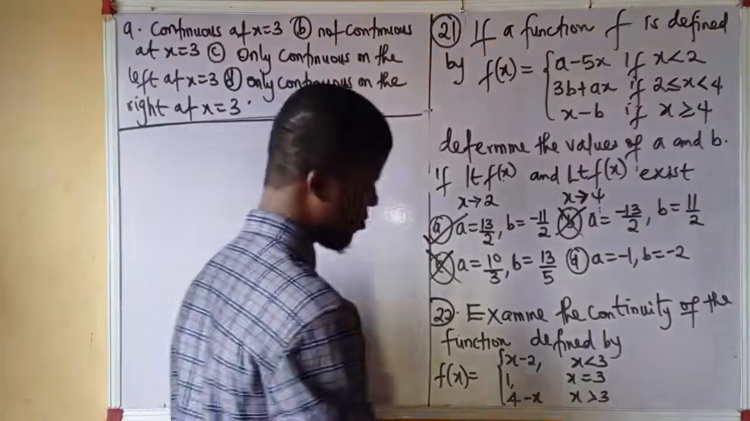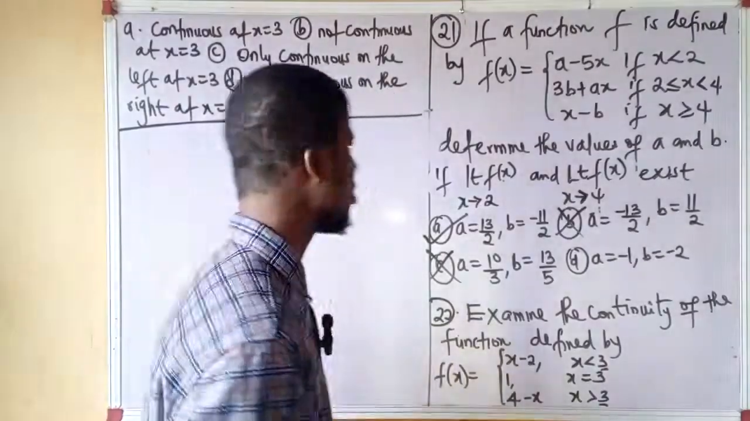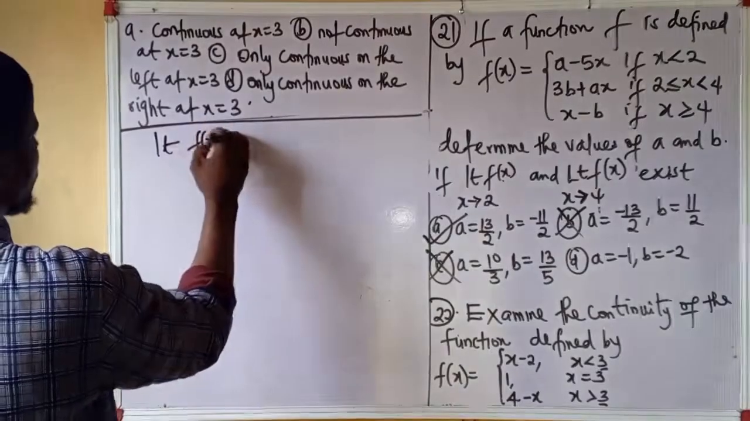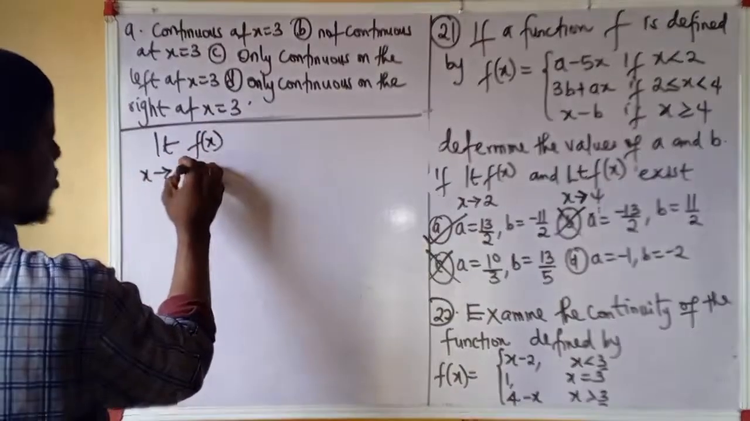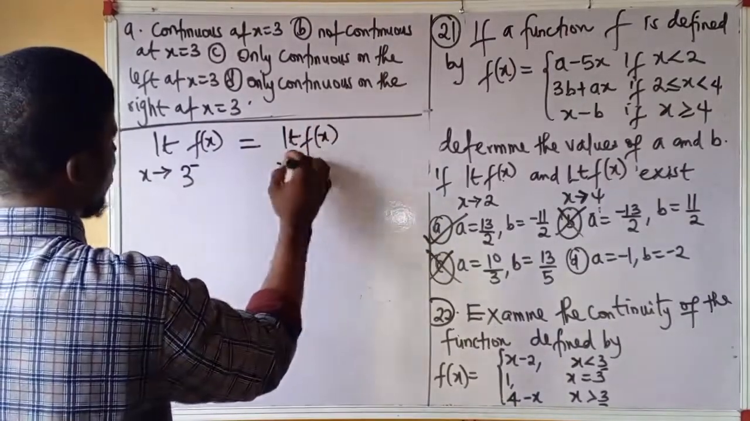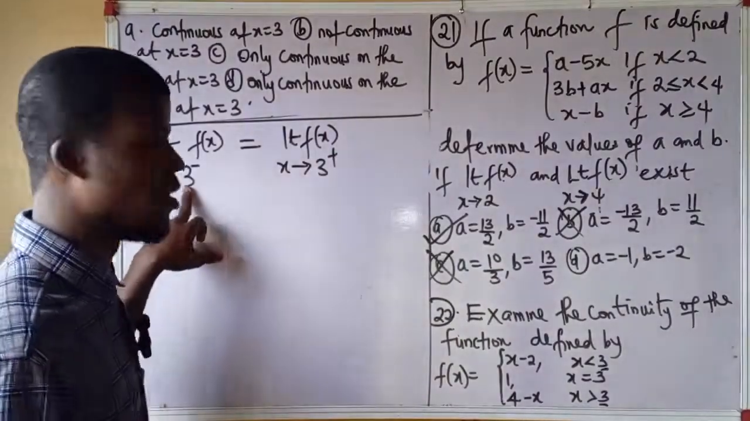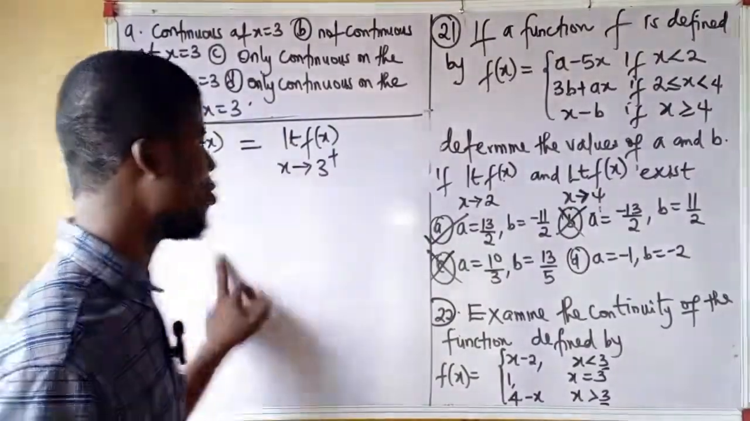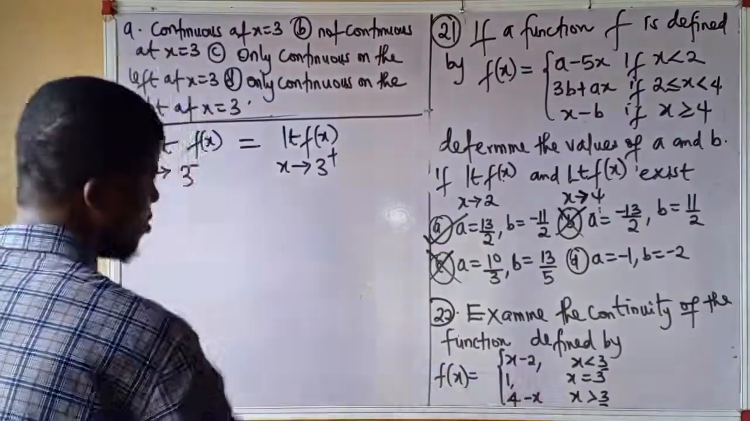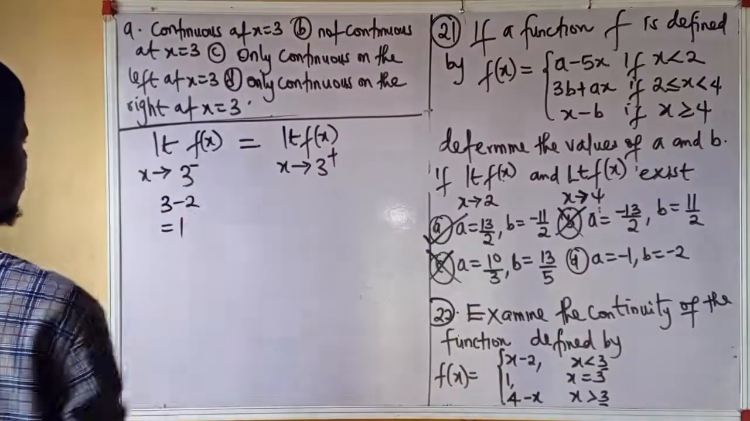The endpoint we have is 3, the same. So we just have one endpoint, which is 3. Let's verify if the limit of f of x as x goes to 3 from the left is the same as the limit of f of x as x goes to 3 from the right. As x goes to 3 from the left, that is the left-hand limit, we have to make use of when x is less than 3, which is this. So I'll be using 3 minus 2, and that will give me 1.